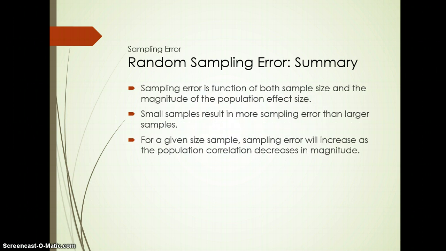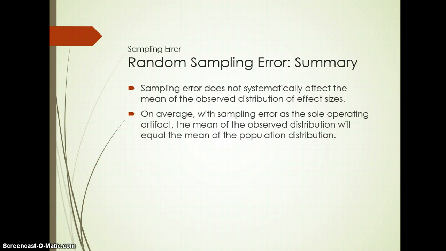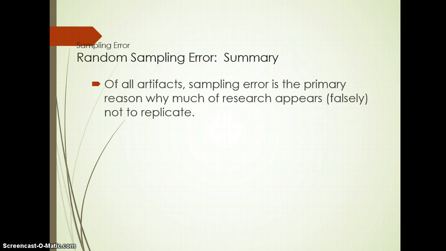Okay, so a couple of other things just to summarize. As I mentioned before, sampling error is going to be affected by both the sample size and the magnitude of the population value. Larger samples will typically have less random sampling error, so of course we prefer larger samples. But with meta-analysis, as I'll talk about in just a moment, we can get these errors to average out. Because random sampling error does not systematically affect the mean of the observed distributions of effect sizes, this is a good thing when we're doing a meta-analysis, because again we can get these things to average out over time, and we'll get a better estimate of what the true population parameter is.